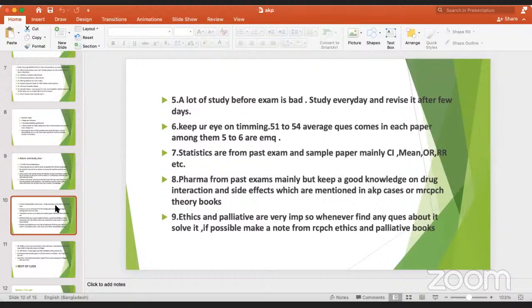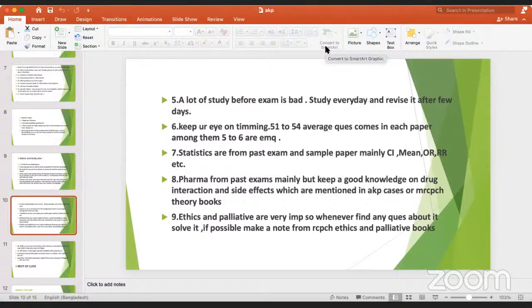Then if you think that you will study slowly and study hard just before the exam, that is not the way. The way is to make a routine, and every day you should study at least 4 to 5 hours if you are working. If you are not working, then 6 or 7 hours you can do, okay? And as I said previously, exam timing is very important for AKP. Don't think that 54 questions in 2.5 hours is no problem. No, 54 questions is very big, and you will not be able to answer them if you are very slow. So try to make it fast, okay?